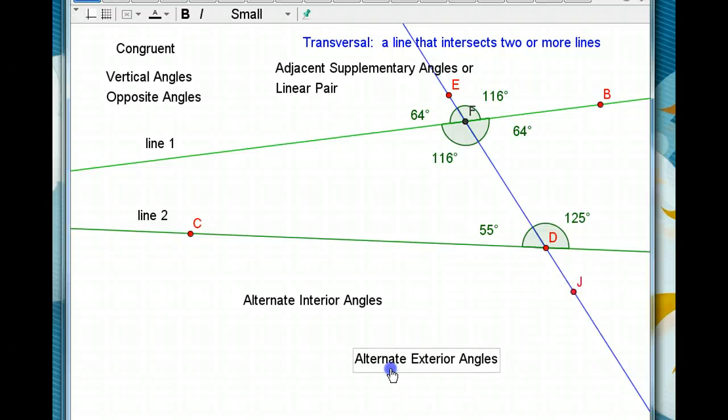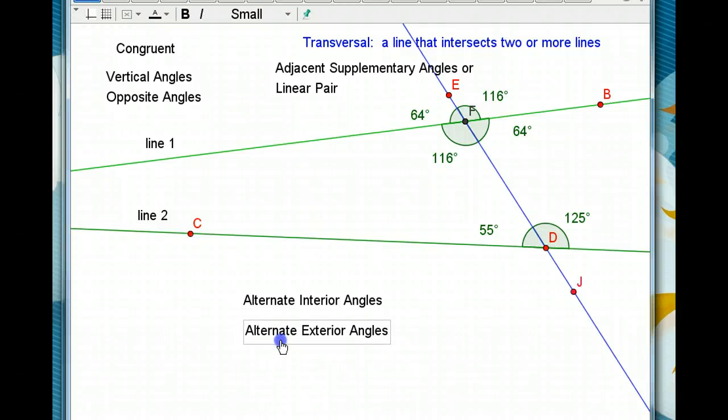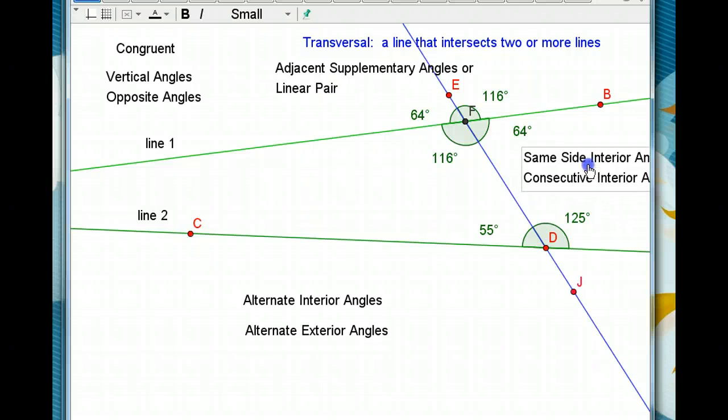Well, if you said no, you're absolutely correct. These are also not going to be congruent in this example. Now let's take a look at the angles that appear on the same side of the transversal, but inside. So same side interior angles.